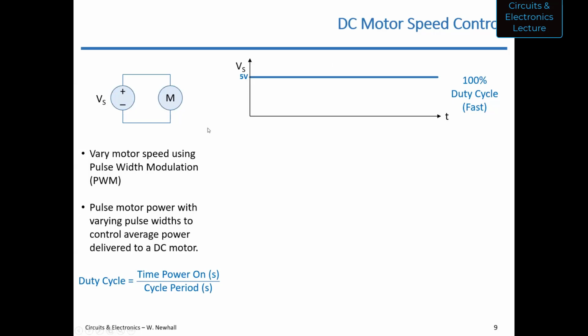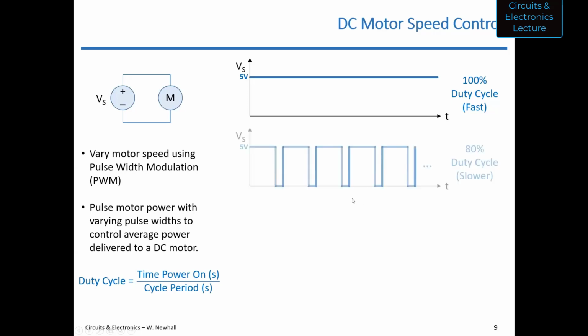And so let's look at slowing this motor down. You can slow the motor down by reducing the duty cycle, and that reduces the amount of power delivered to that motor, right? So you have an average voltage effectively applied to this motor. That's what that red line there is.